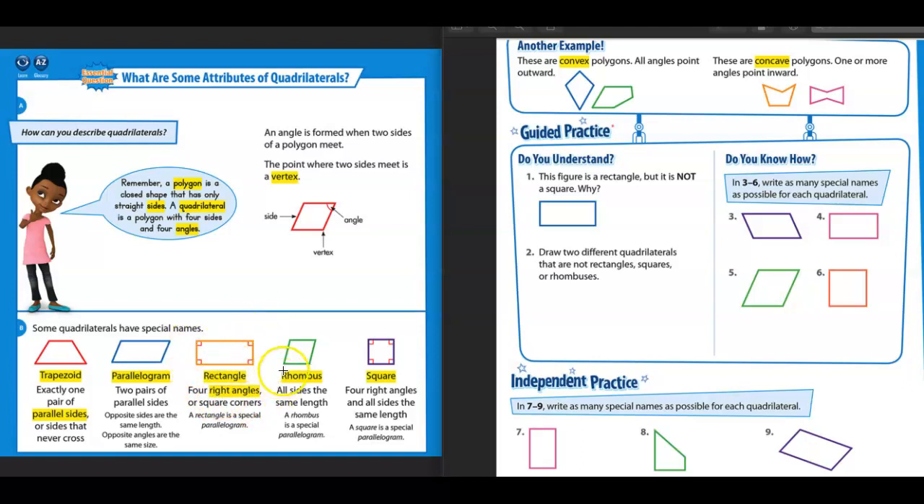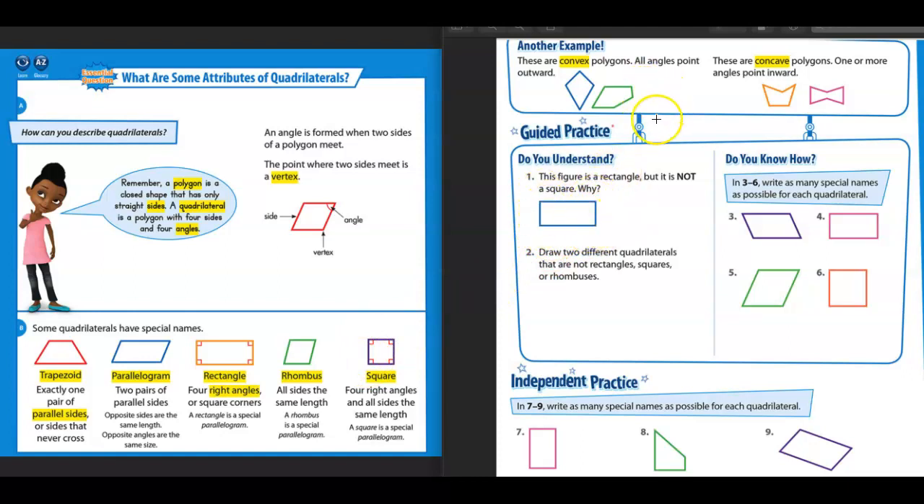A rhombus means that all the sides are the same length. And a square also has four right angles, just like a rectangle, but in a square, all the sides are the same length. So in question number 1, it says this figure is a rectangle, but it is not a square. Why? We can look right here and see that's because in a square all four sides are equal, and in this rectangle, these two sides are longer than these two sides.